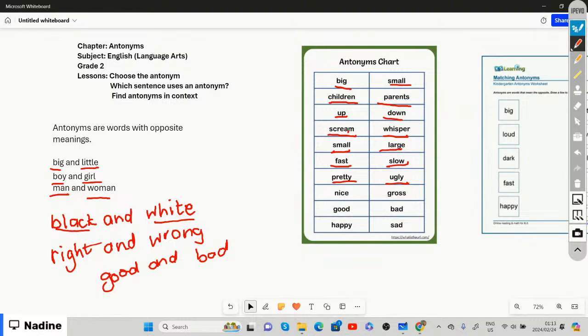So these are words with opposite meaning, and we call those antonyms. Antonyms are words with the opposite meanings. All right, so these are but a few examples of antonyms, and we said antonyms are words with the opposite meaning.